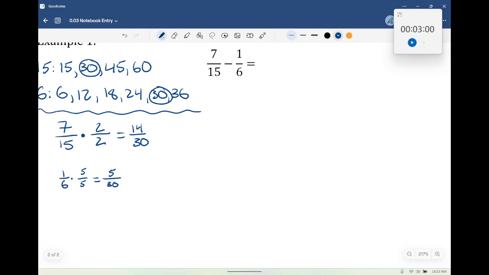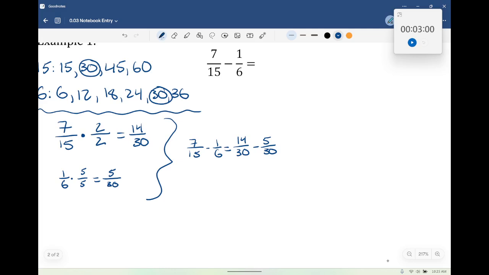And so now I'm going to use these and go back to my original problem. 7 over 15 minus 1 over 6. Well, let me write this all out. Now that we've changed these, that's really 14 over 30 minus 5 over 30. My denominators are now the same.